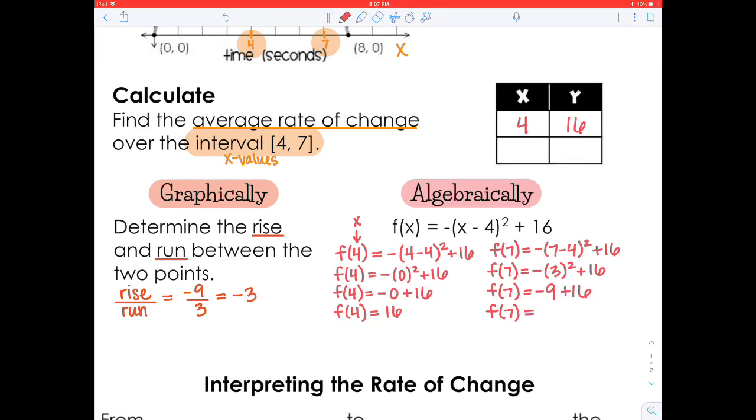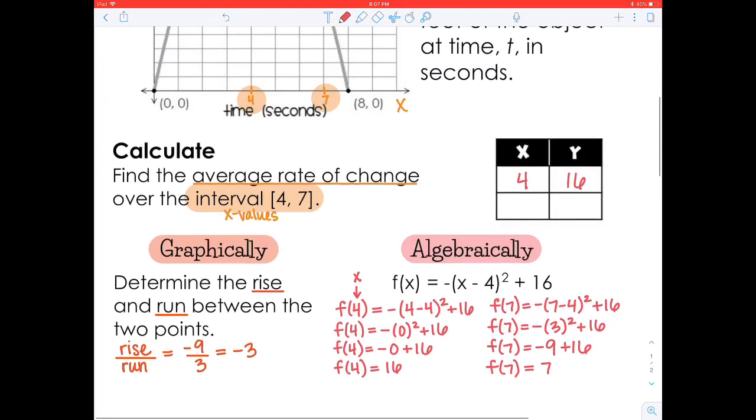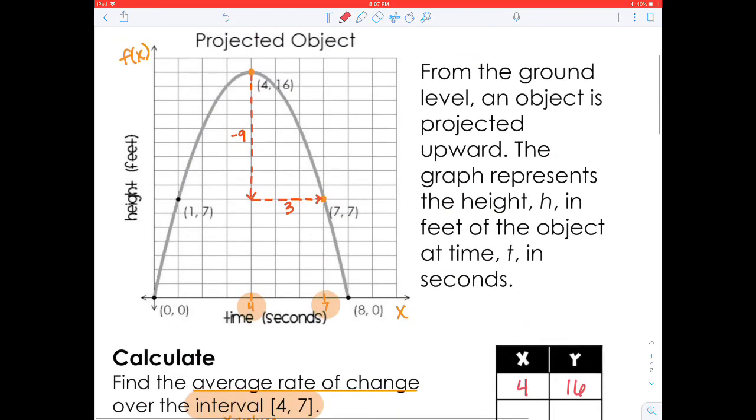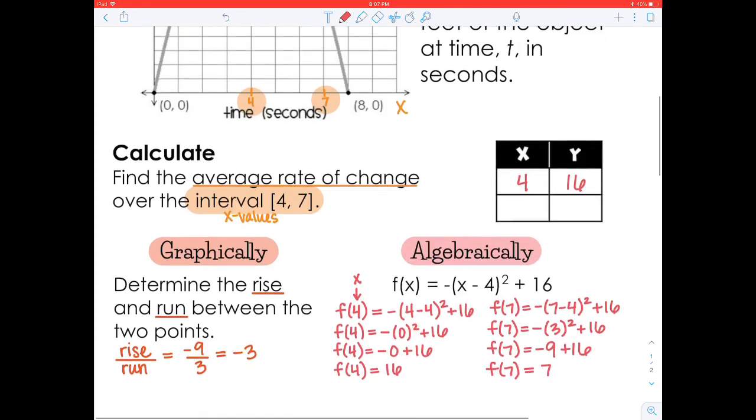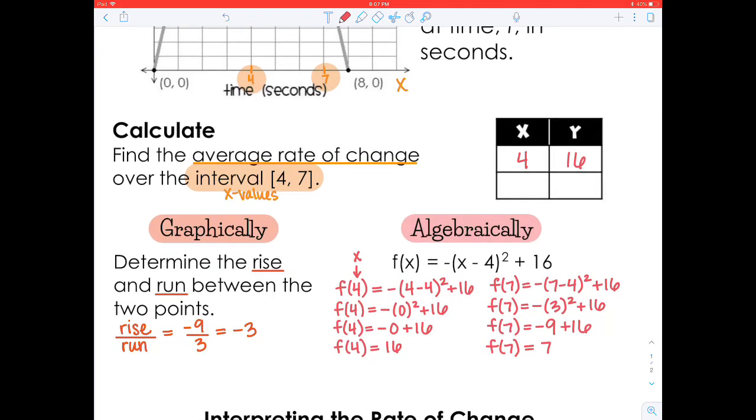Okay, so then last but not least, we've got negative 9 plus 16, and this is going to give us positive 7. Okay, so it says when x is 7, that means y is 7. And if we go and look at our graph, that coordinate is confirmed, 7, 7. So let's put that into our table here.